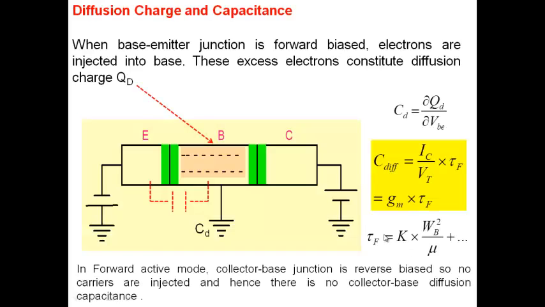These things are just being stated. The tau f is WB squared by mu, C diffusion is IC by VT. The derivations for all of these will be done in a subsequent course, 311. For us, what is important is that there is a capacitance here. That capacitance has a large value, much larger than the other capacitances. And how do we calculate it? The calculation is very simple. All I need to do is C diffusion is gm times tau F. If I know tau F, I can calculate C diffusion.